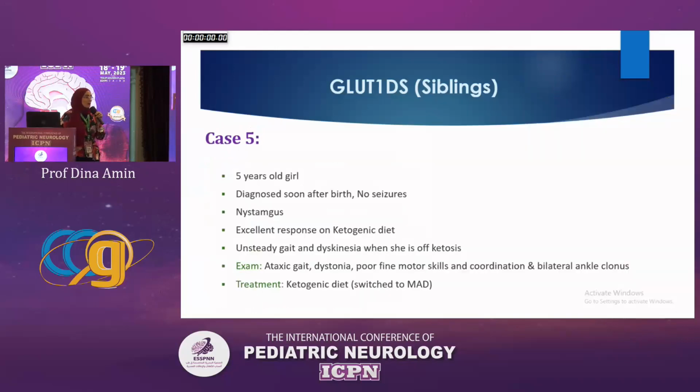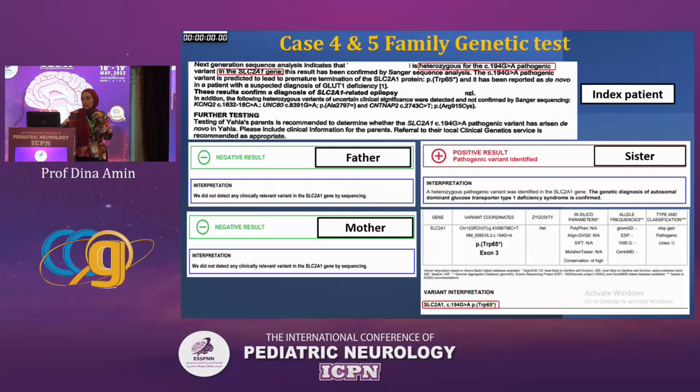His girl sibling was diagnosed at birth, and this was very interesting. Hence the phenotypic presentation is less severe than the boy. And this is what's amazing about GLUT1 deficiency. So the boy had a heterozygous pathogenic mutation in SLC2A1.